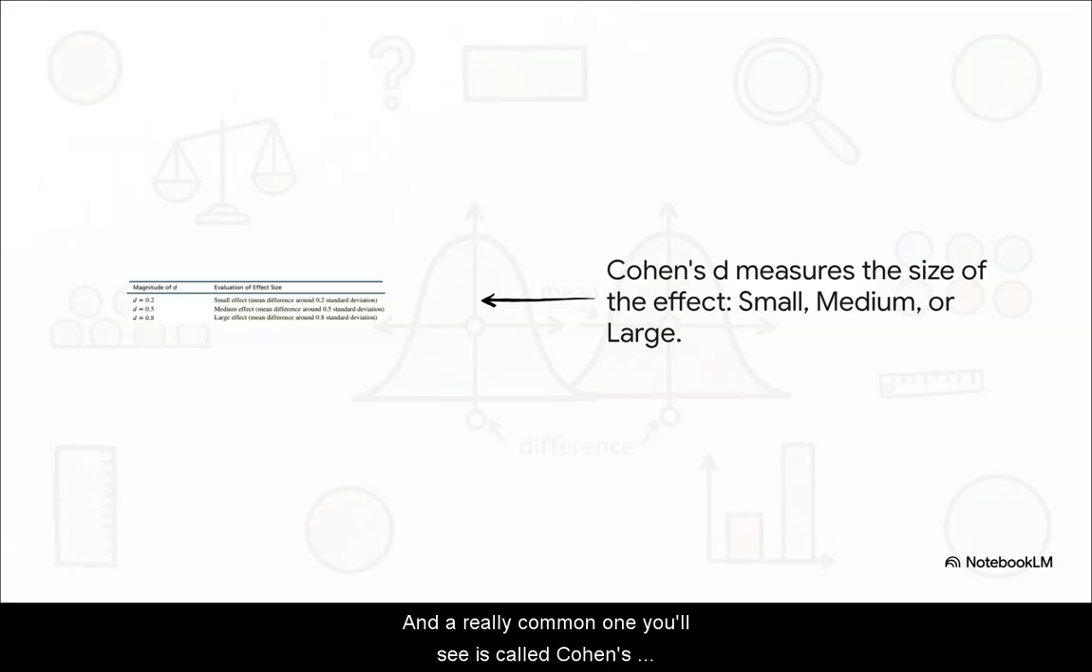And a really common one you'll see is called Cohen's d. The great thing about Cohen's d is it gives us a standard ruler to measure our result. It helps us say, okay, the effect of our brain app wasn't just there, it was small, medium, or large. And that is so much more useful than just a simple yes or no.